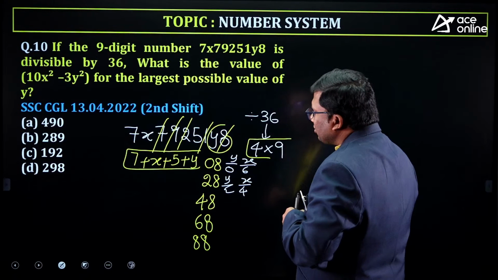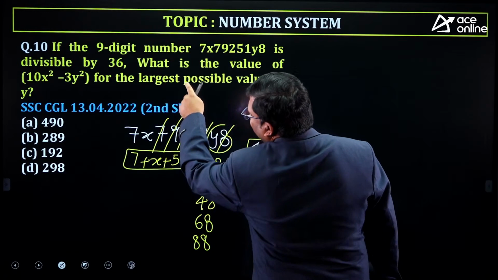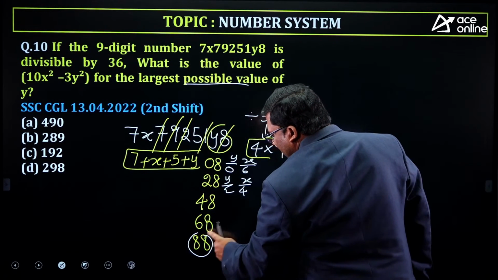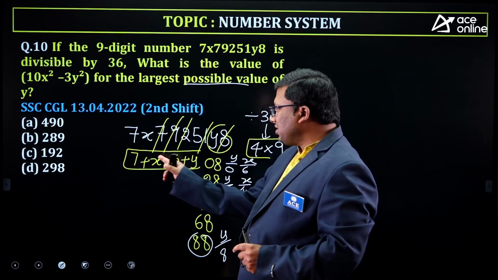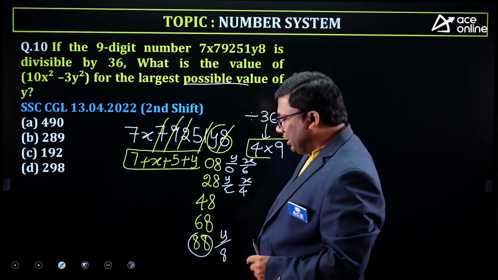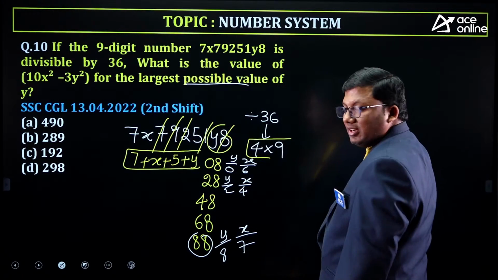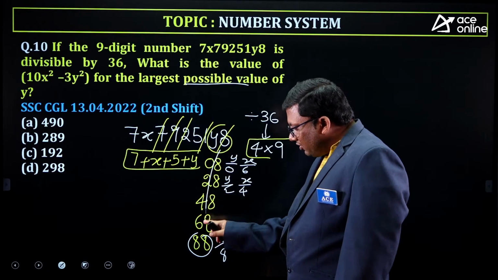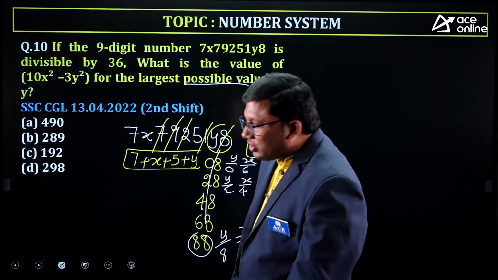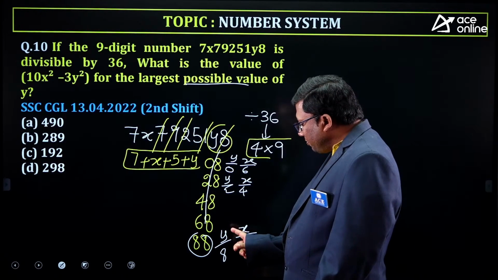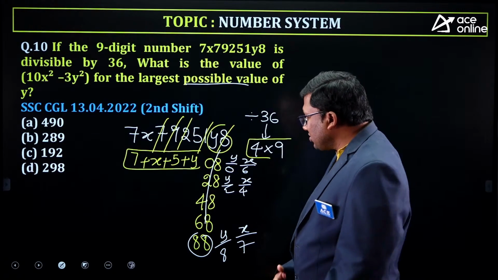Next one. What is the largest possible value of y? Largest means directly we can take 8, sir. If y is 8, 7 plus 5 is 12, 12 plus 8 is 20, so the x value will be 7. You don't need to take all those values. It is clearly mentioned in the question that we need the largest possible value of y. The largest possible y is 8, and then x will be 7.